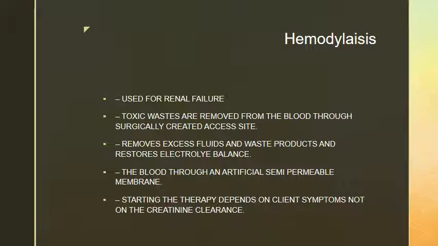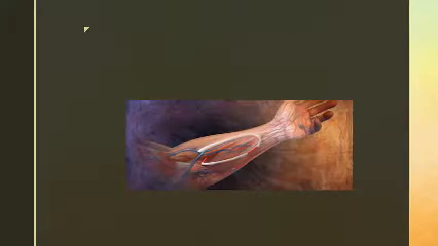This is through an artificial semi-permeable membrane. Starting therapy depends on the client's symptoms, not on the creatinine clearance. The fistula is actually surgically placed in the patient's arm most frequently. This is the device that is accessed when they have dialysis.